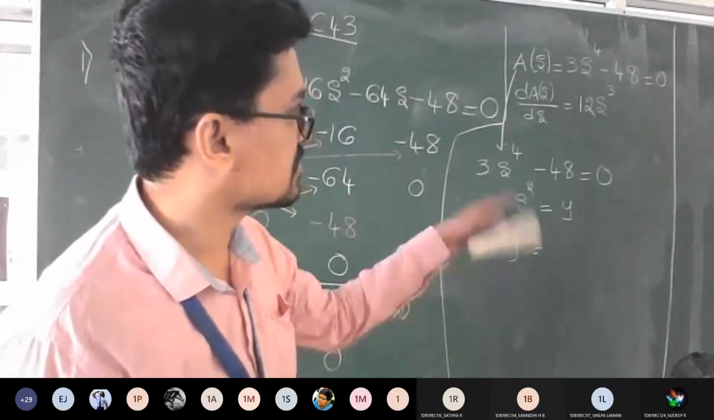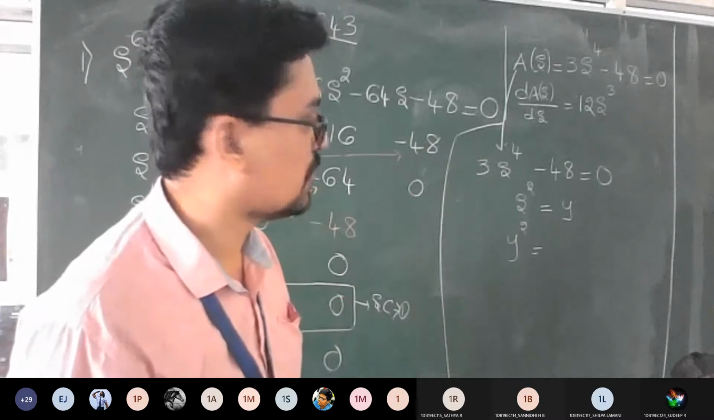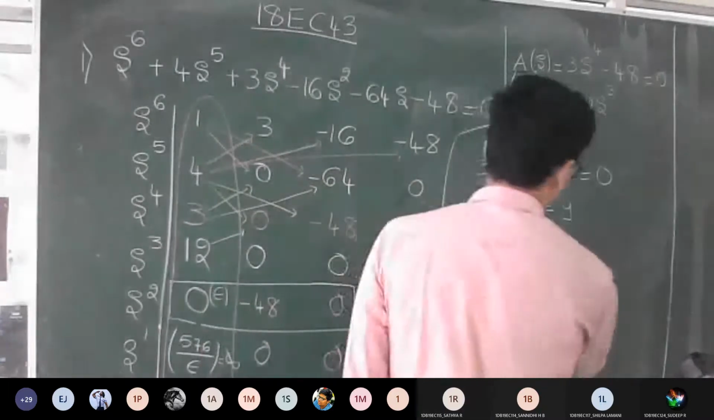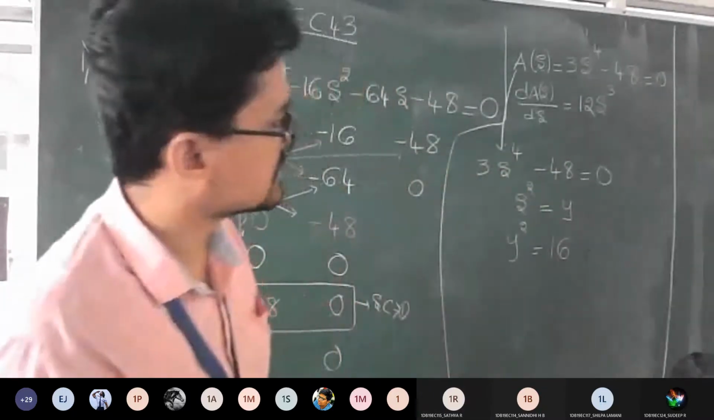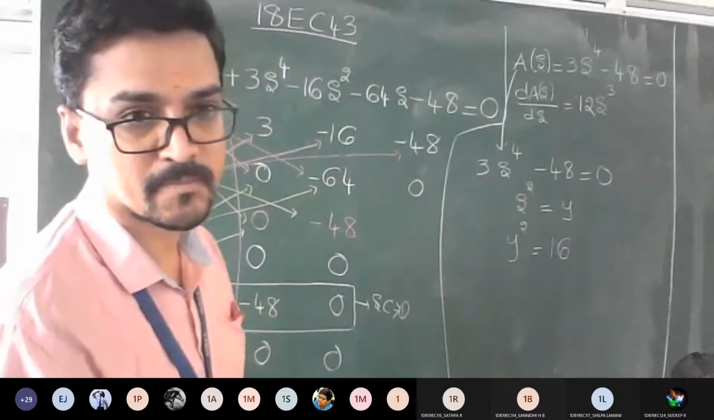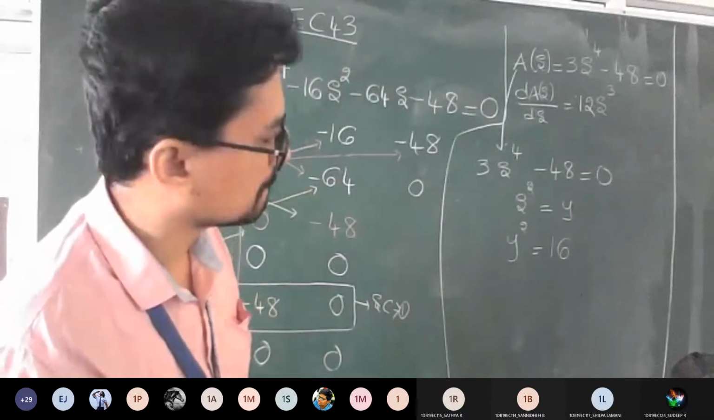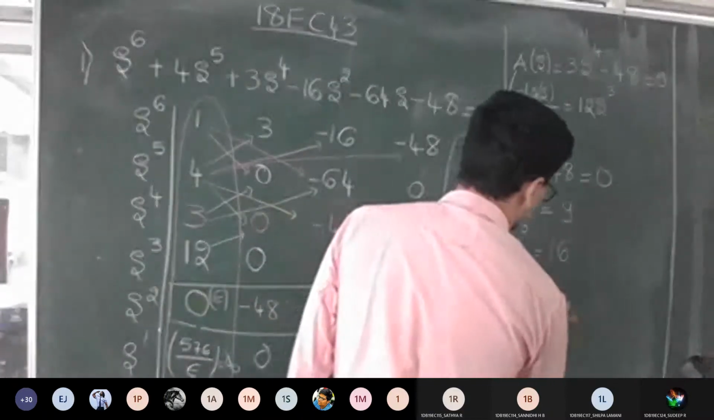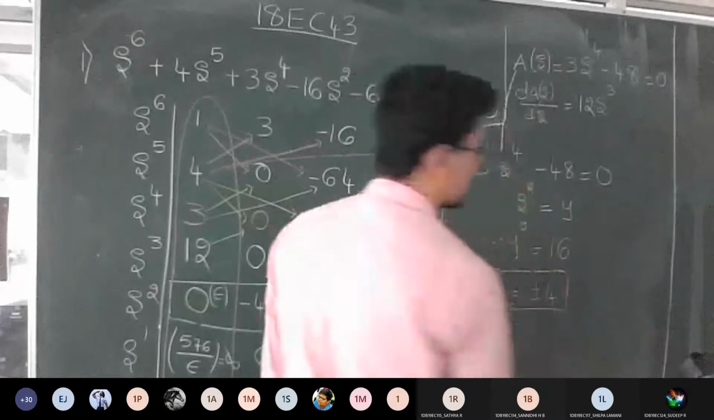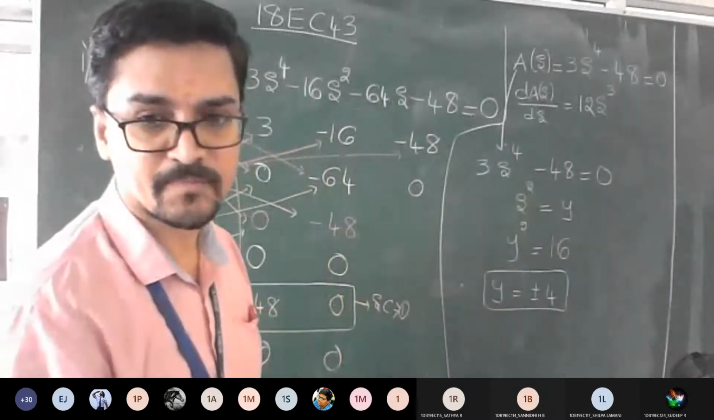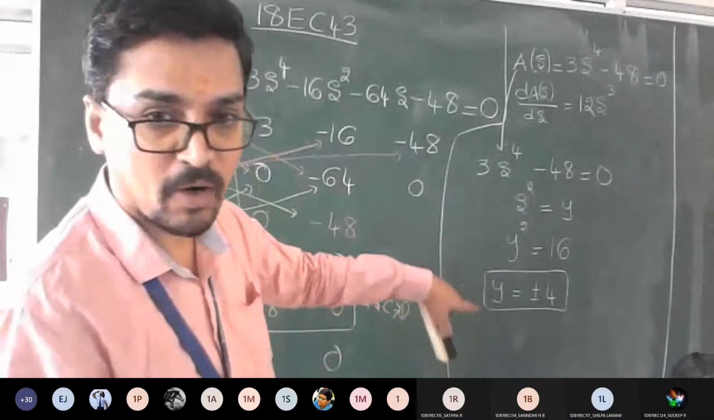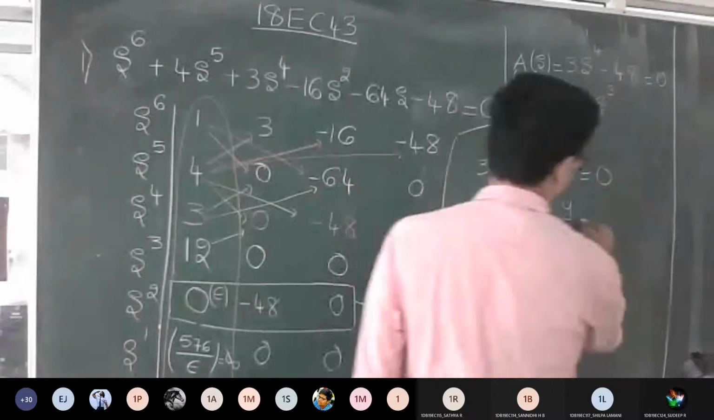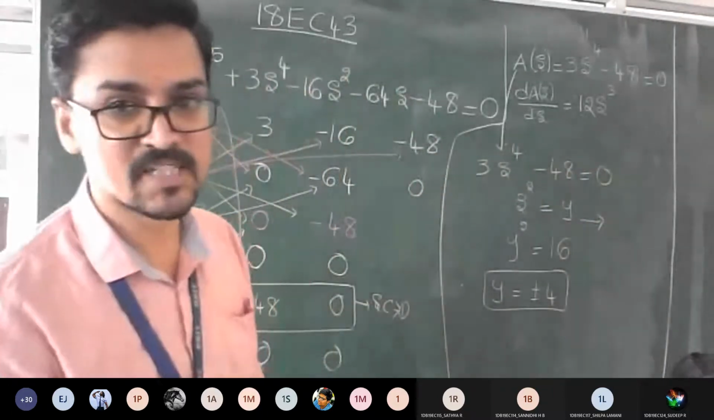Correct? So I think it's 48 divided by 3. So how much is y square? Plus or minus 2, y square, I think, is 16. Is it 16, guys? Yes, sir. Correct? So y I can take as plus or minus 4, since it's 4 square. So plus or minus 4. Correct? So what I got is y, but what I want is s. After knowing y as plus or minus 4, what are the values of s now?